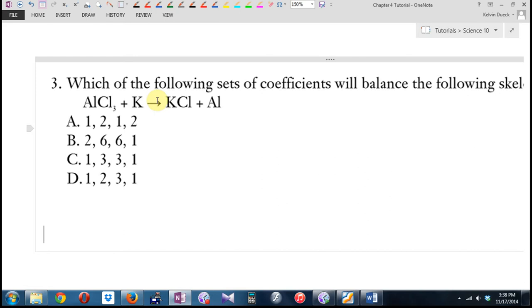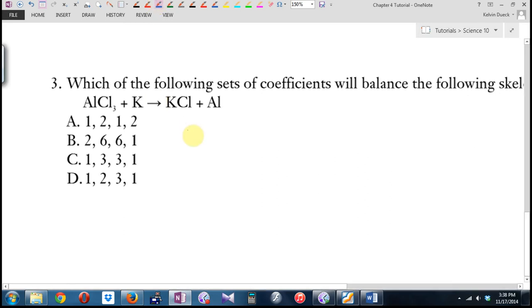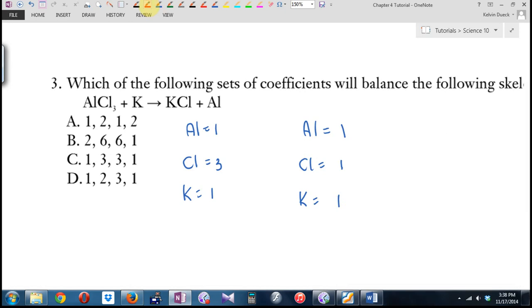Hey, how many aluminums on the left-hand side, Alex? Right now. How many Cl's on the left-hand side? How many K's on the left-hand side? How many Al's on the right-hand side? Oh, we're balanced. How many Cl's on the right-hand side? Nope! How many K's on the right-hand side? Who wants to talk me through this? By the way, this one is about a C+, B- level of difficulty for balancing an equation. Yeah, go ahead, Matt.